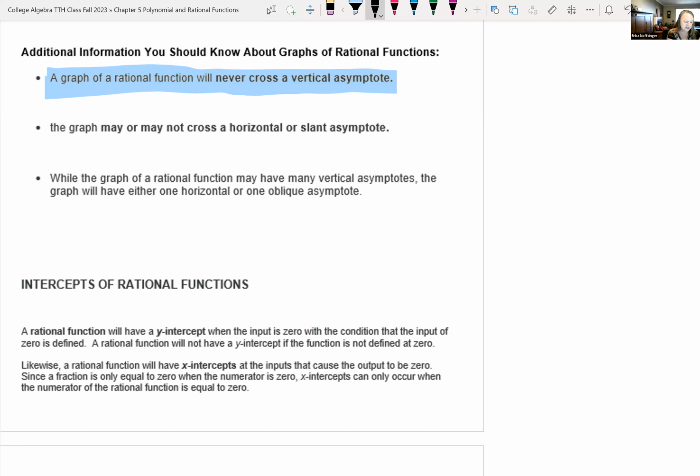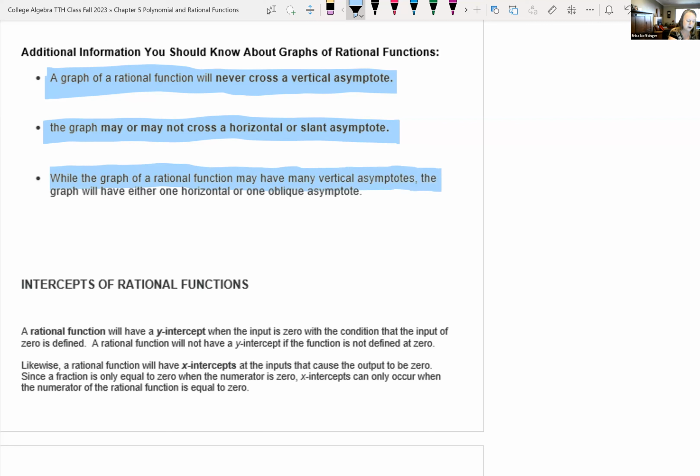It is possible, though, that the graph will cross a horizontal or a slant asymptote. Another word for slant was oblique. I kind of use those interchangeably. Your book uses oblique asymptote, though. And then the other thing you should know is, a graph of a rational function may have many vertical asymptotes. The graph will have either one horizontal or one oblique asymptote. It's not going to have both. It's just going to have one or the other.